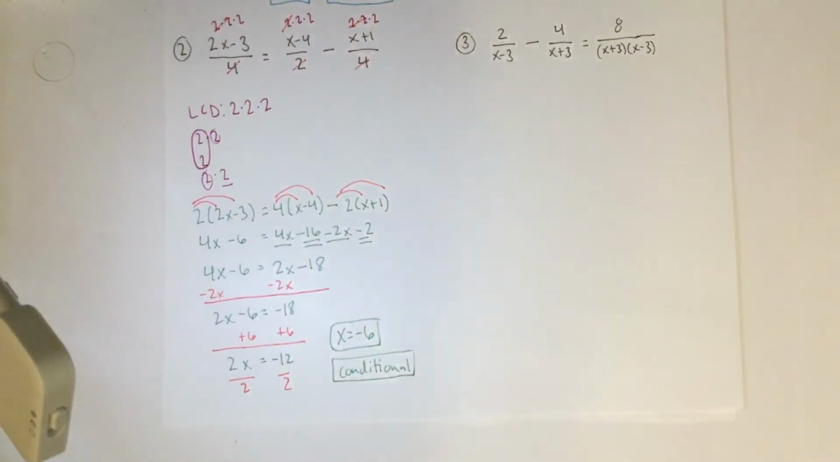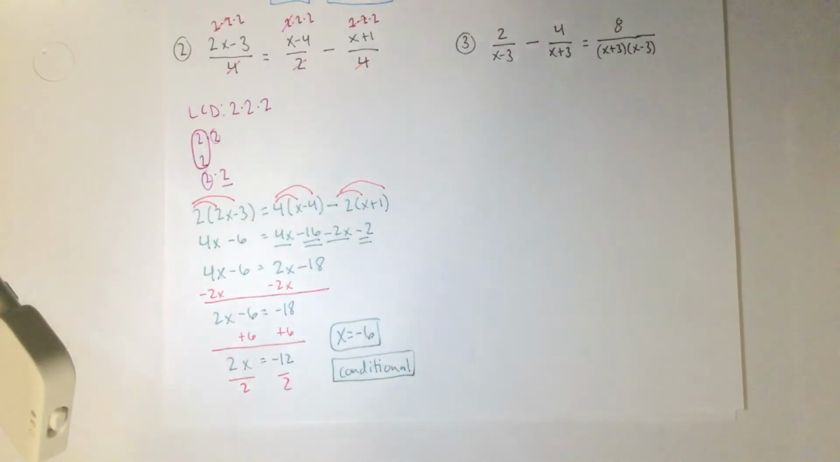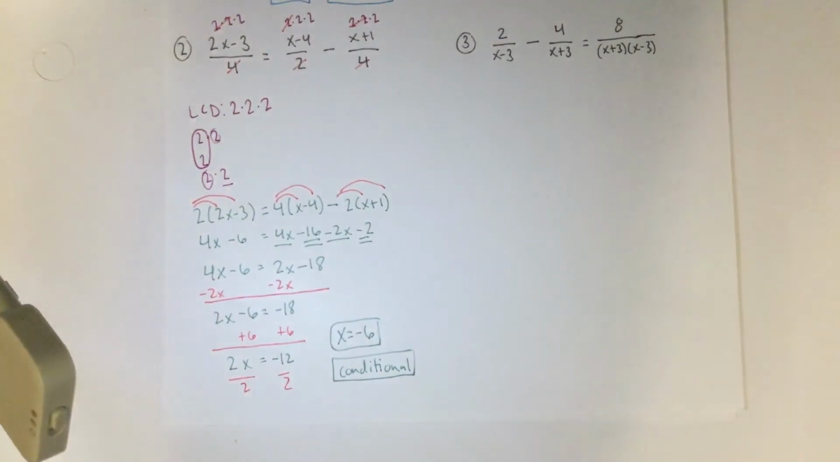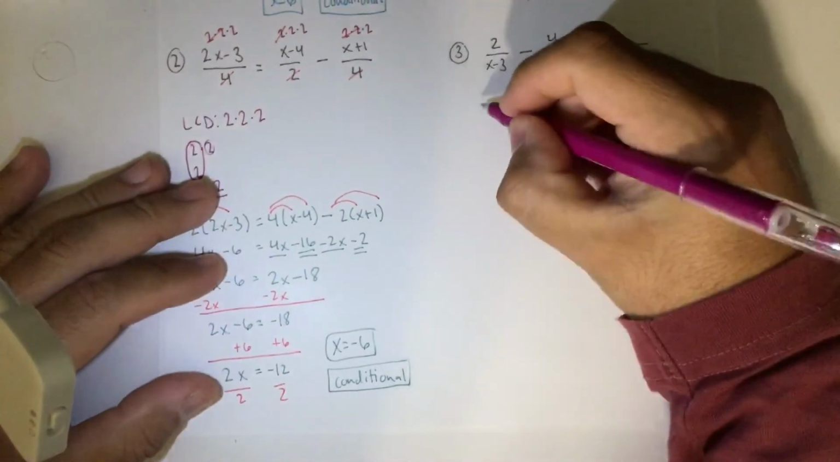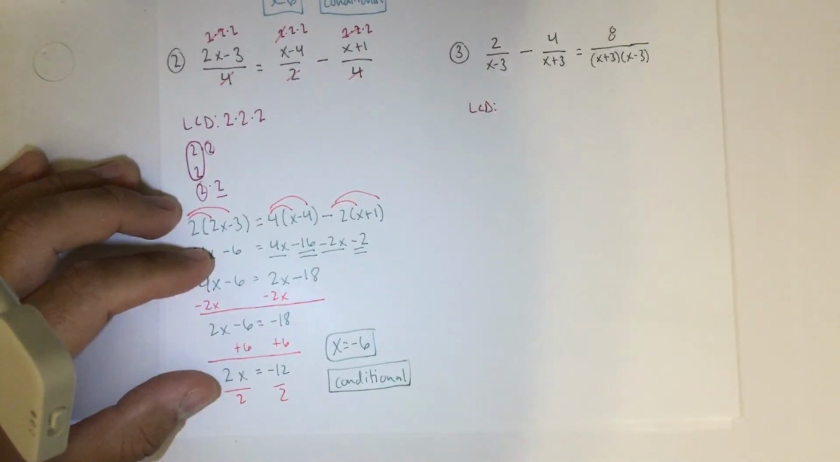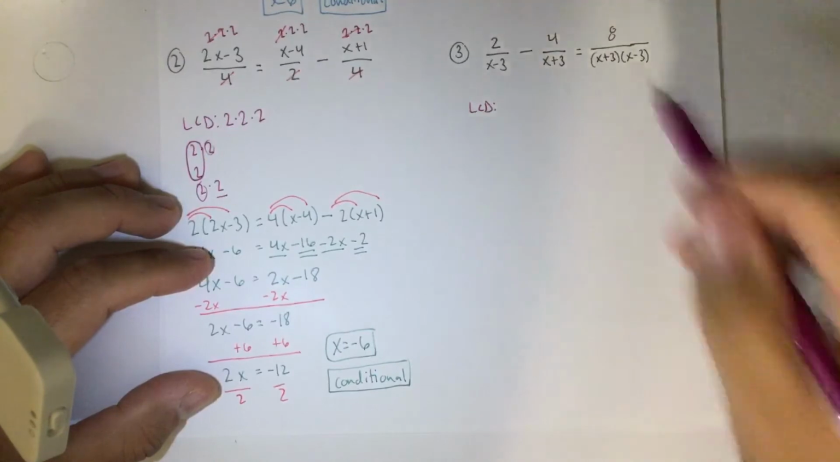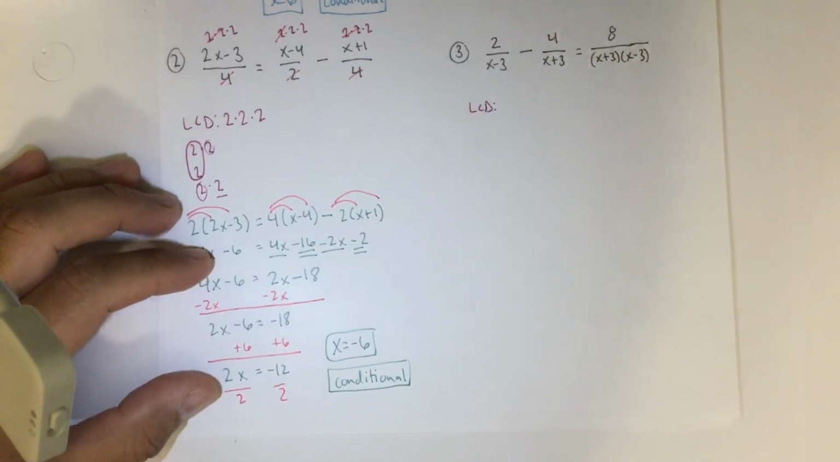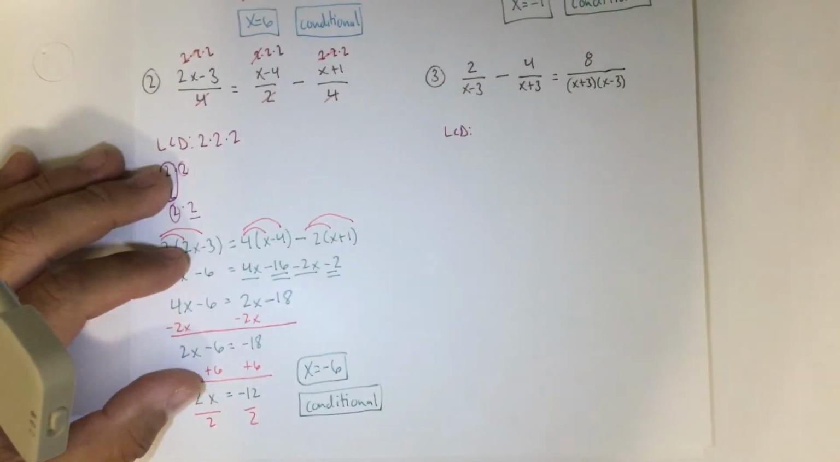All right, let's take a look at number 3 now. All right, number 3 is a little bit different. We are going to find the LCD. And just an FYI, as you can see, I've already factored this. This was actually x squared minus 9. So I factored that to x plus 3 and x minus 3. All right, so let's go ahead and keep going and taking a look at this.